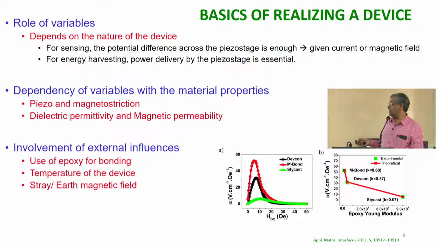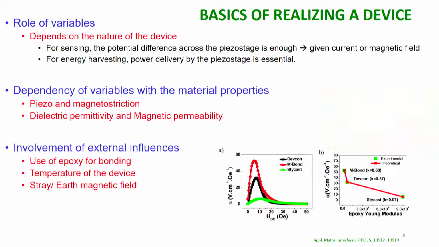So here, if you see, by simply varying the epoxy nature, the epoxy value, the nature also changes. Therefore you see that the alpha value varies right from 5 volt per centimeter oersted to 50 volt per centimeter oersted. So the epoxy's Young's modulus becomes a very important factor. If the Young's modulus is smaller, naturally I get a smaller value. If Young's modulus is larger, I will get a larger value.